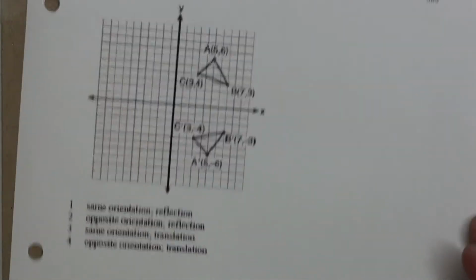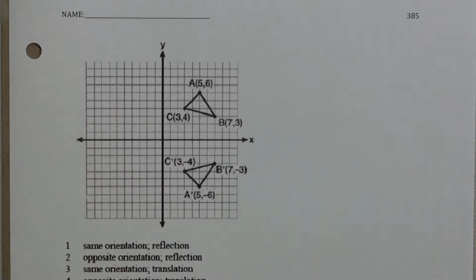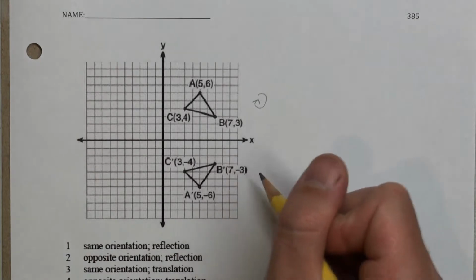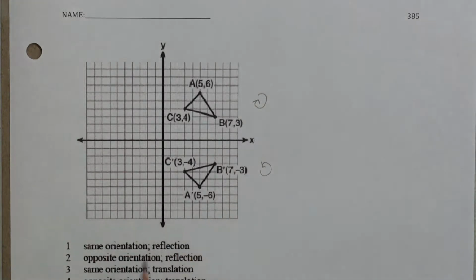385. This one wants to know what happened here as far as the orientation and if it's a reflection or a translation. Well, it's definitely a reflection. And the orientation in the top one goes like this, and in the bottom one, it goes like this. So it's opposite orientation and a reflection.